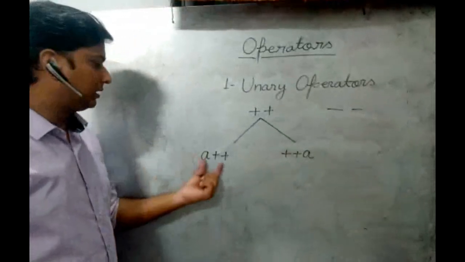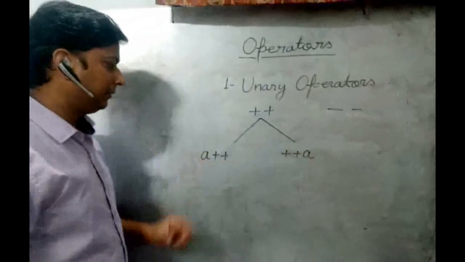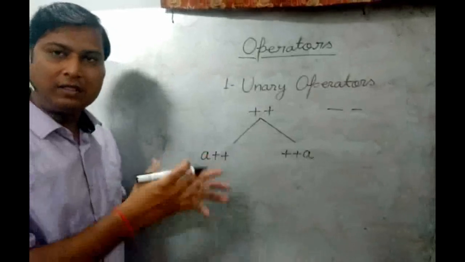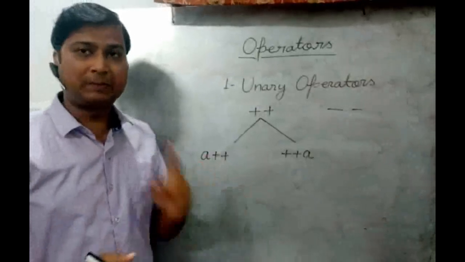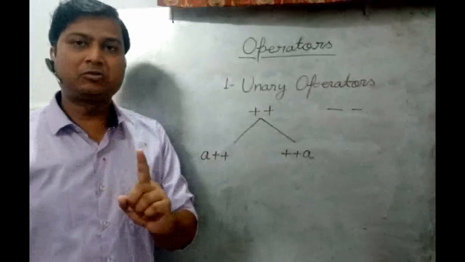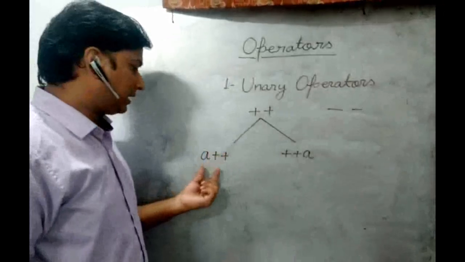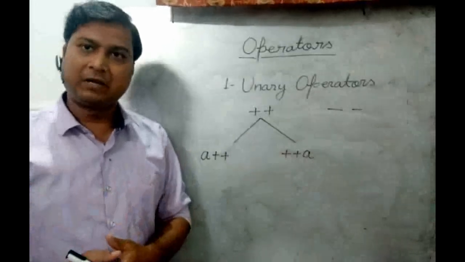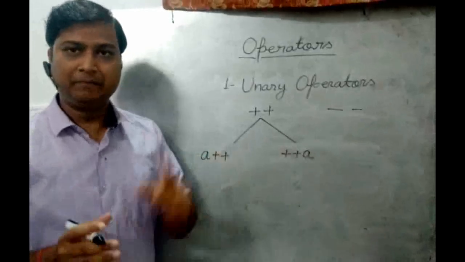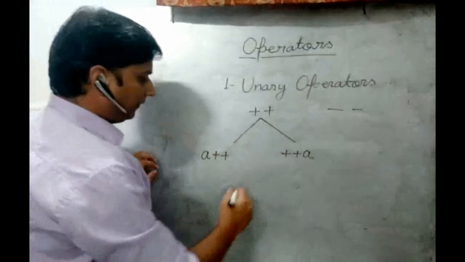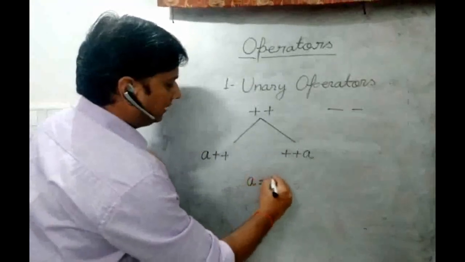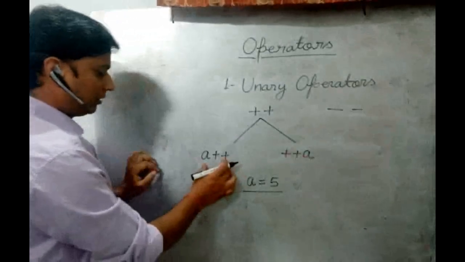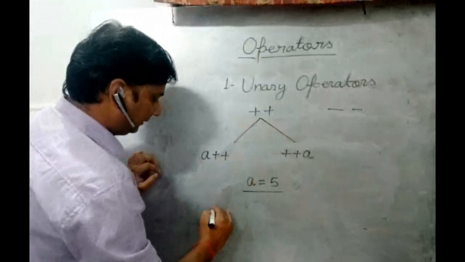Now how will we solve post-increment and pre-increment? Look here, with the help of an example I am going to explain. I have already told you these things, but I am going to explain one more time, because maximum students have a query: sir, please tell me how we will use this operator in an expression. Please explain one more time. So I am explaining one more time. If I have a value a equal to 5, then how will we solve post-increment and pre-increment? Look here.